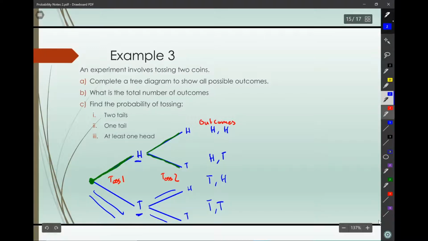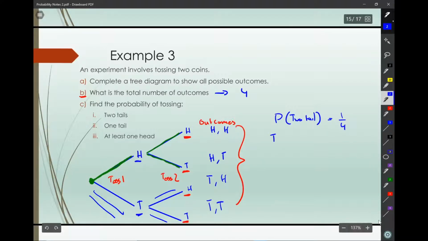So the total number of outcomes here, part B, is each of these possible outcomes here, or how many branches do we have at the far end of the tree? There are 4. Let's calculate some probabilities. Probability of 2 tails. There's one option that has 2 tails, and there were 4 total outcomes.